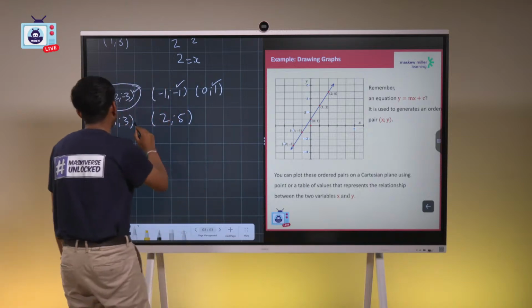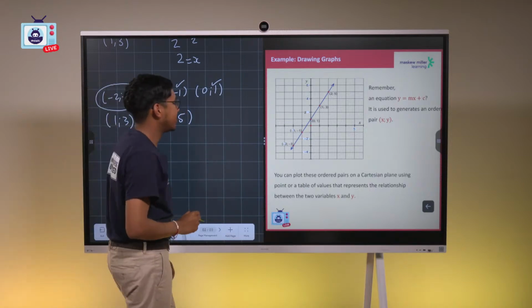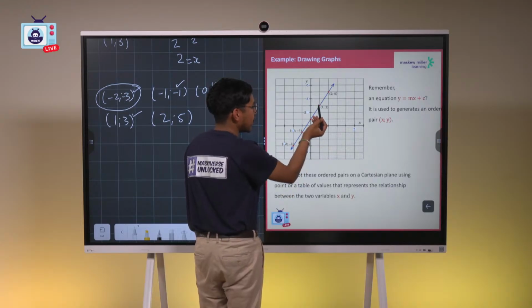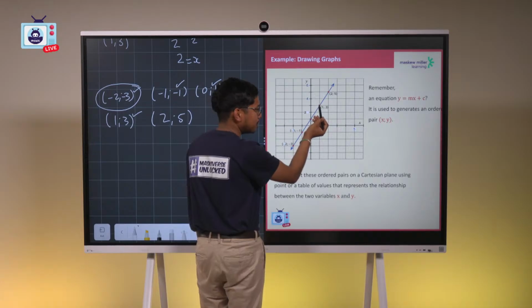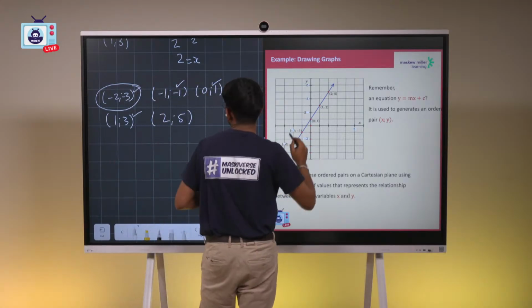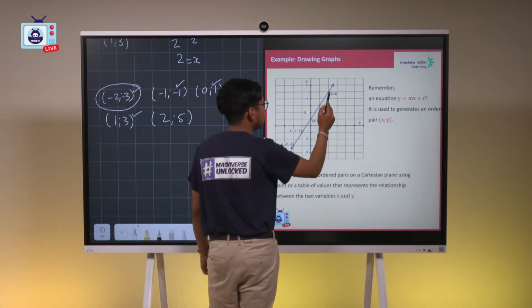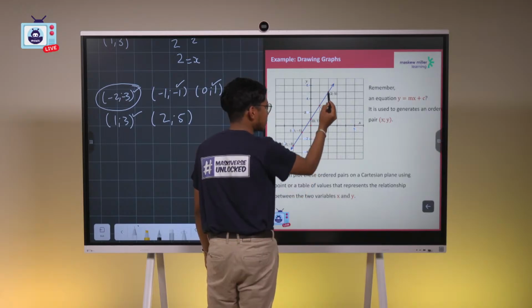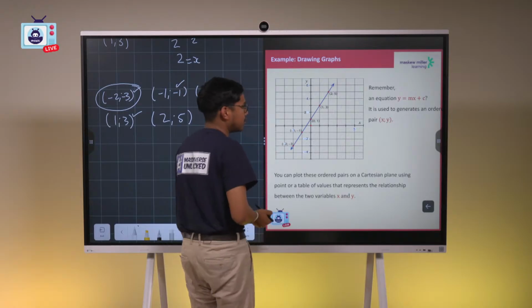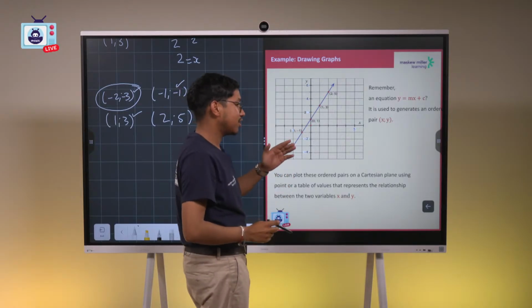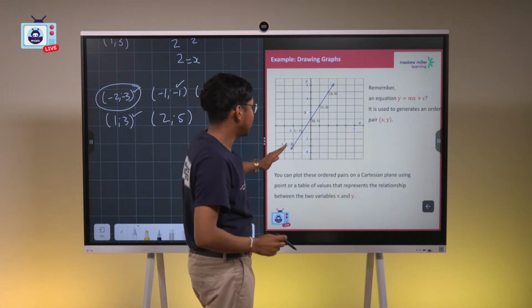Now I go to the next one, right? Where x is 1 and y is 3. So x is 1 at this point over here. I go 3 units up to where y is 3. I draw my circle over there to indicate my next point that I've plotted. So that one is done. And then lastly, where x is 2, y is 5. So x is 2 over here, and I count 5 units up, and I make a dot over there. And that, girls and boys, gives me 1, 2, 3, 4, 5 points. And then I just take my ruler, and I can see it is a linear graph.